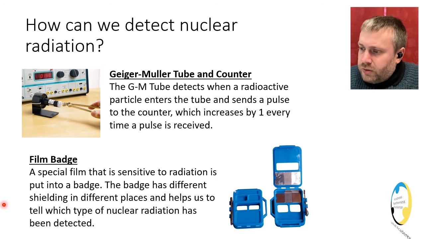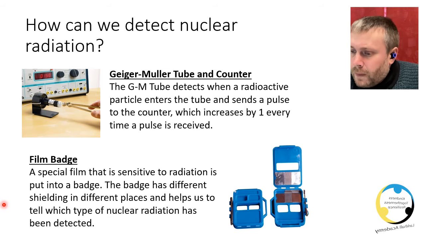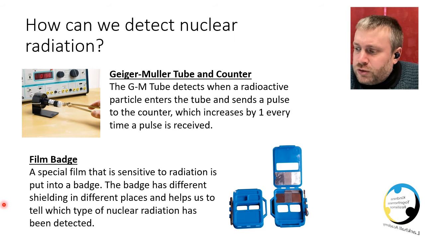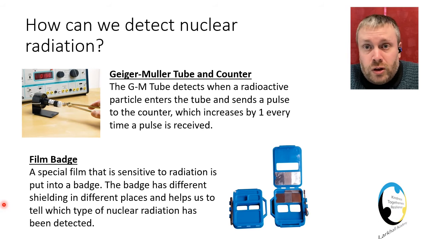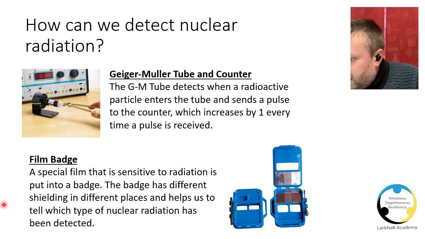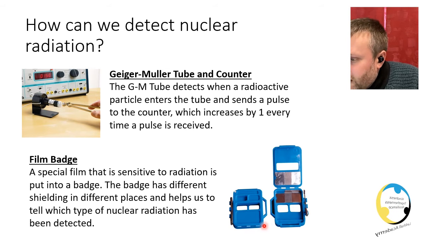The other type, and this one's almost slightly more useful, depending on what you're looking to do with it. This is called a film badge. So you've got a special film that's sensitive to nuclear radiation, which we put inside the film badge here. So this badge here opens up and we put in the special film inside here. And what we've got in here is we have different types of shielding.